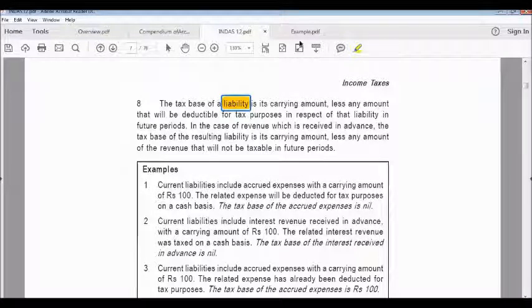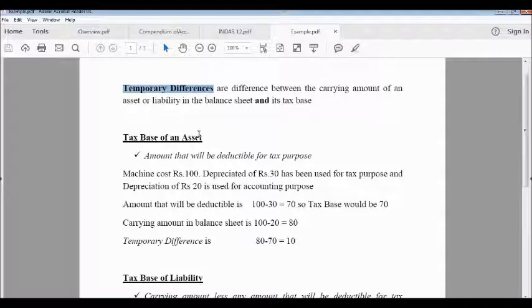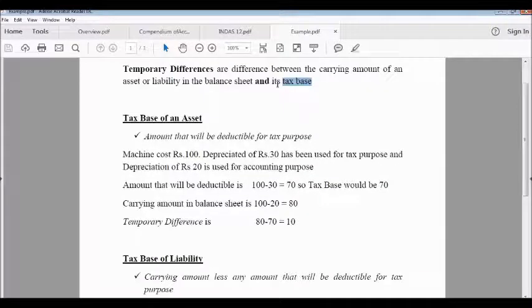So let me show you the tax base by way of an example. Here is the example which I have noted down, and you can check out that example in the description column of this video. We have seen that temporary difference is the difference between the carrying amount of an asset or liability in the balance sheet and its tax base.